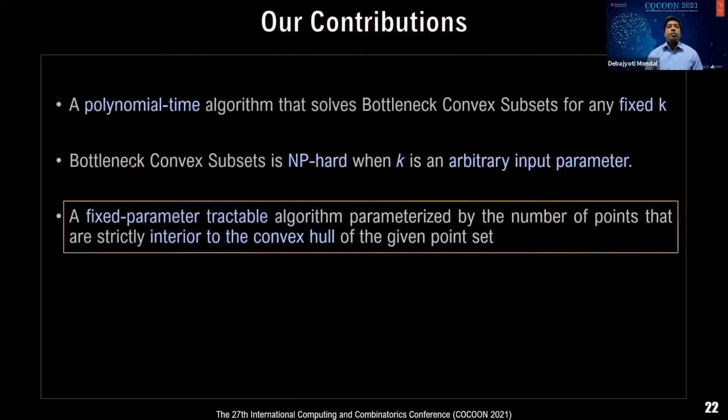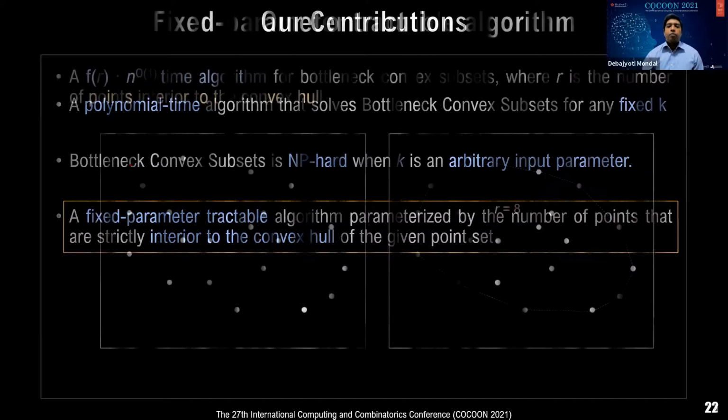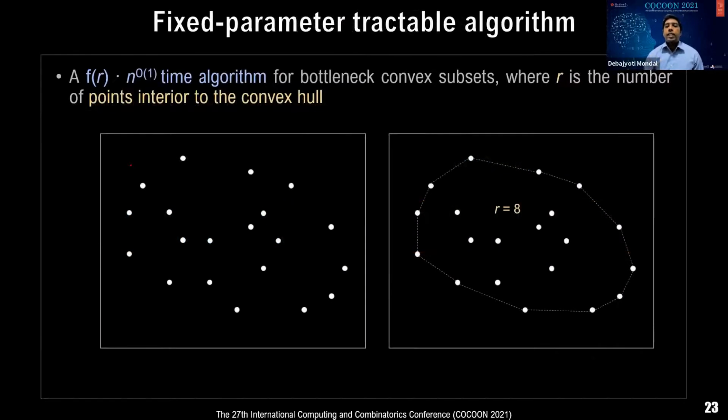And now we move on to the fixed parameter tractable algorithm. In the fixed parameter tractable algorithm, we use the parameter R, which is the number of points interior to the convex hull. Now we want to give an f(R) times n to the power O(1) time algorithm. You can see for this example, we have 8 points inside the convex hull of the point set, so R is equal to 8.